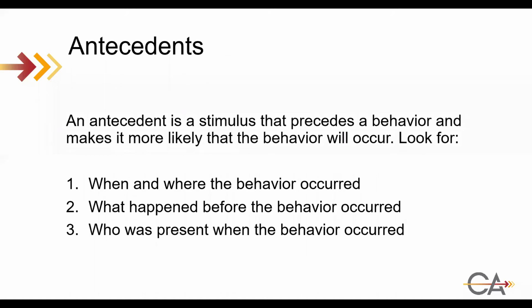And so these antecedents: what is a stimulus that precedes a behavior that makes it more likely that a behavior will occur. So when we're looking at antecedents, we're looking at a couple of things. We're looking at when and where the behavior occurred, what happened before the behavior occurred, and who was present when the behavior occurred.